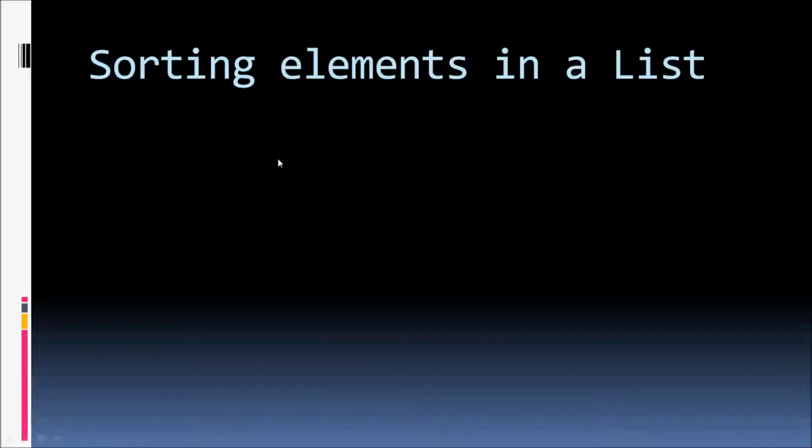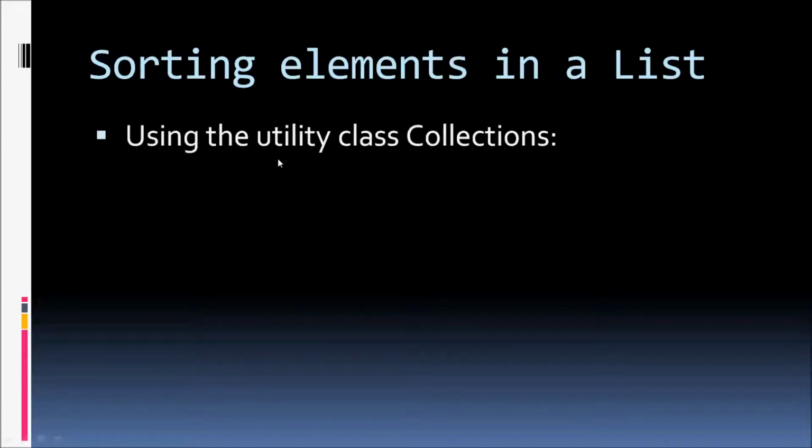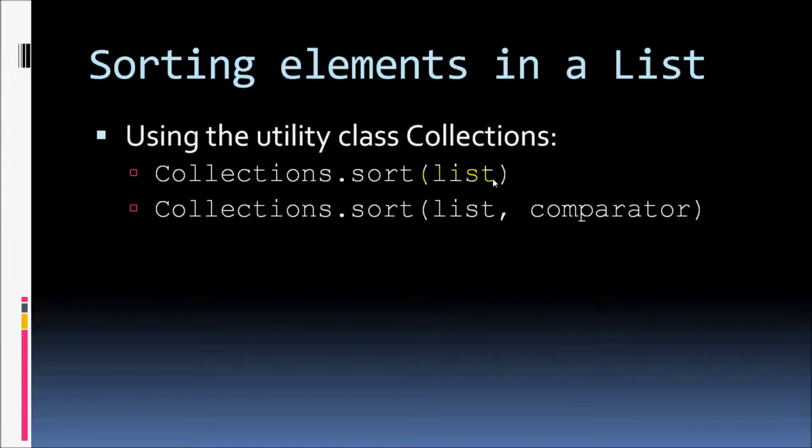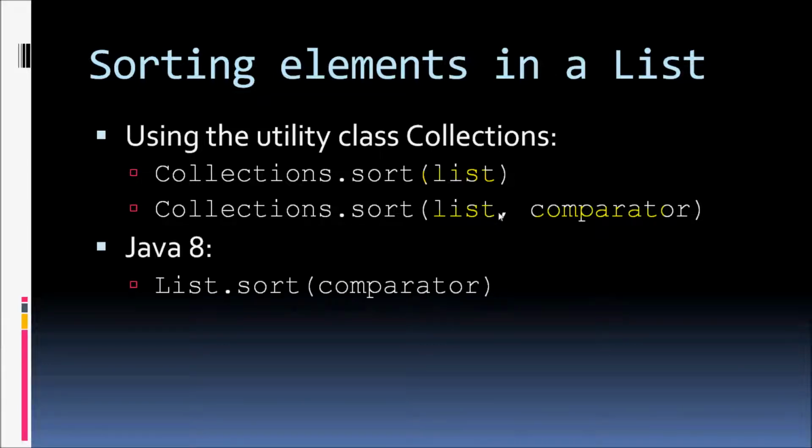And to sort elements in a list collection, we can use static methods of the utility class Collections. The sort method that has a parameter which is a list collection, or the second method that has two parameters, list collection and a comparator. And since Java 8, we can use a shorter way, call the sort method directly on the list collection. Now let's write code.